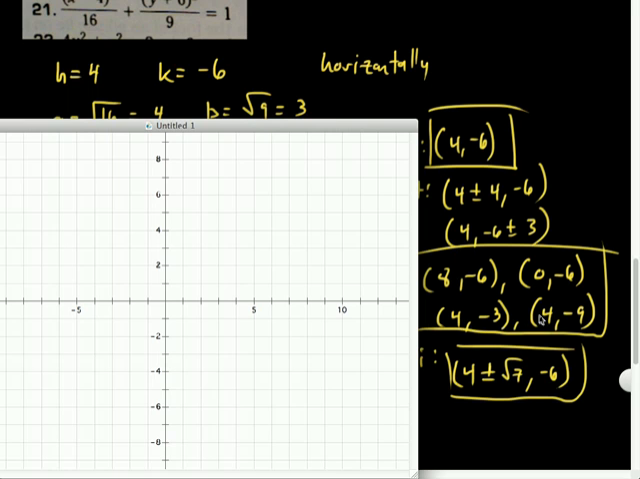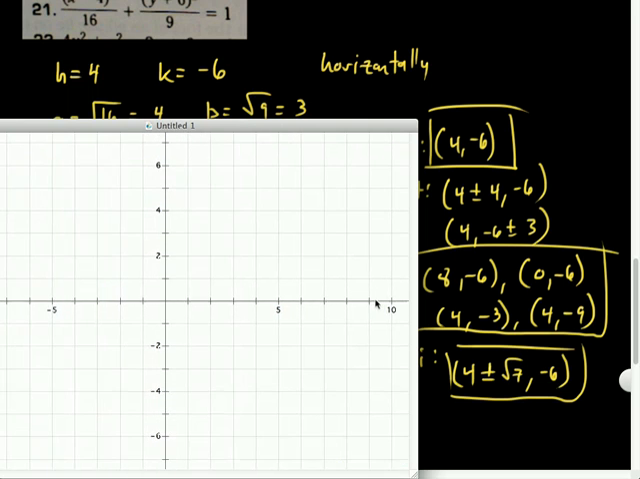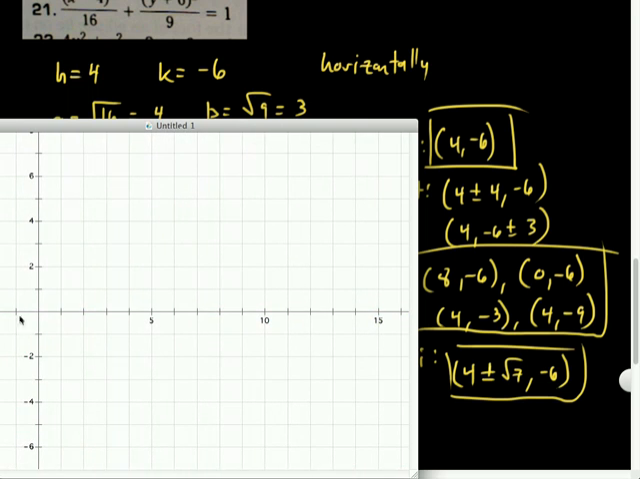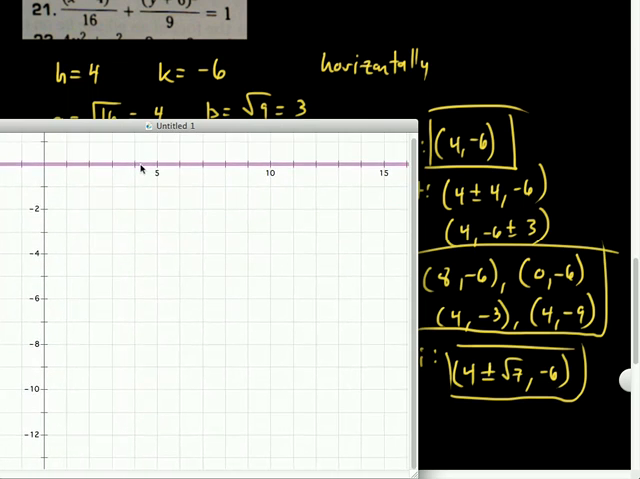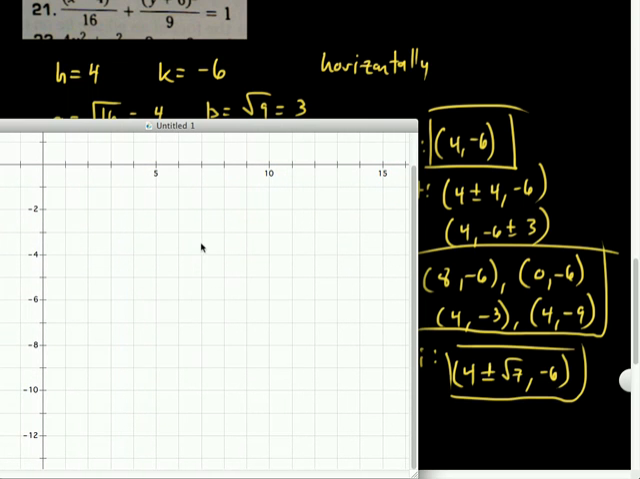And it looks like horizontally I only have to go over to 0. So it looks like it's mostly existing between 0 and positive 8 horizontally. Vertically, it's between negative 6 and negative 9, so it looks like I should probably be down in this 4th quadrant primarily.